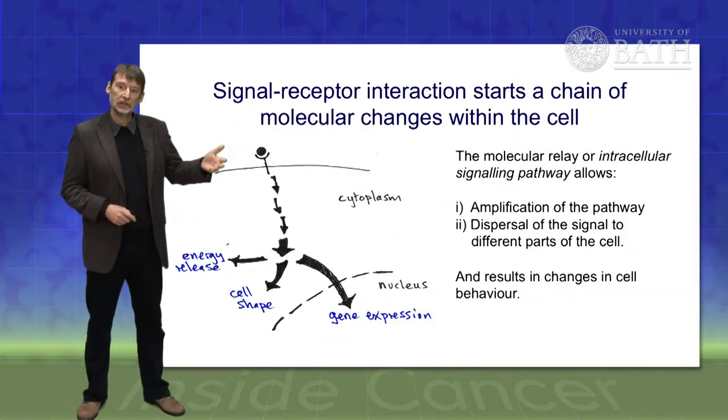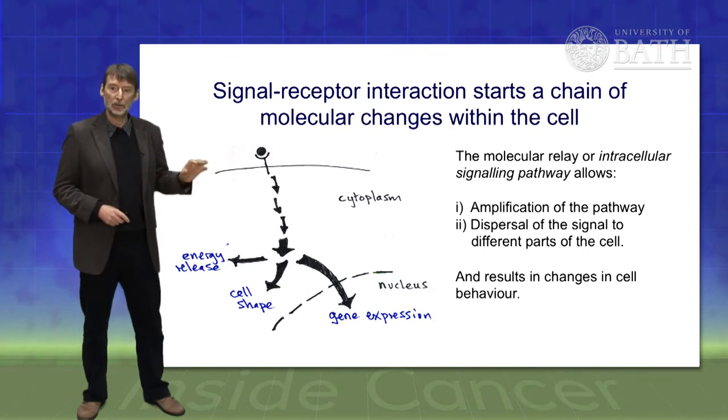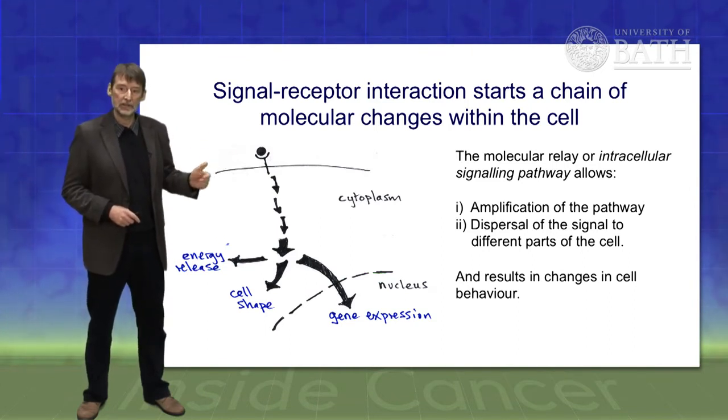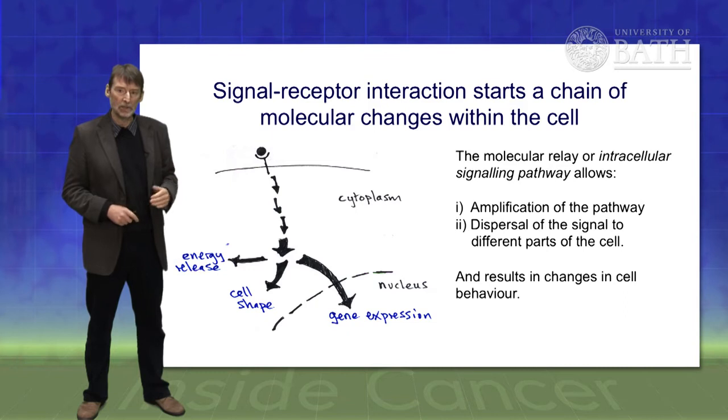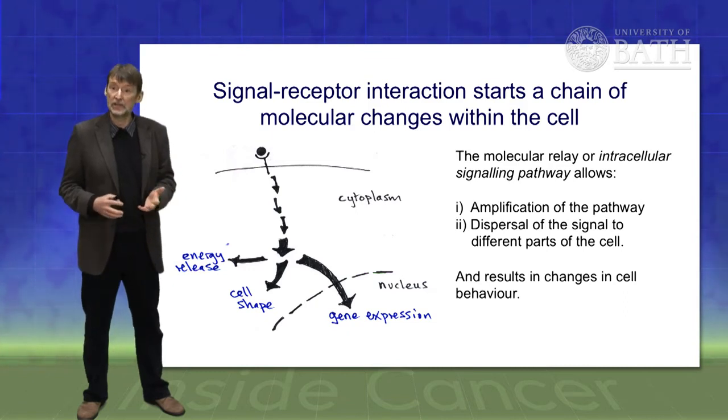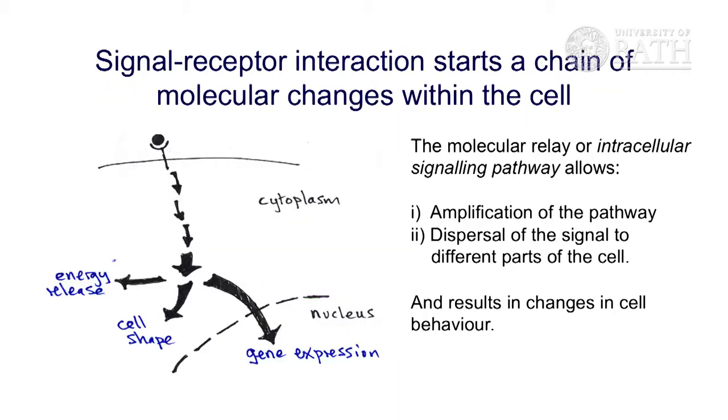So let's move now inside the cell and ask what happens when the signal reaches the cell surface and interacts with this specific cell surface receptor. What this does is it causes a chain reaction or a relay of molecular events inside the cell, which ultimately allow the cell to change its behavior. So this relay disperses the signal to the parts of the cell where it's needed.